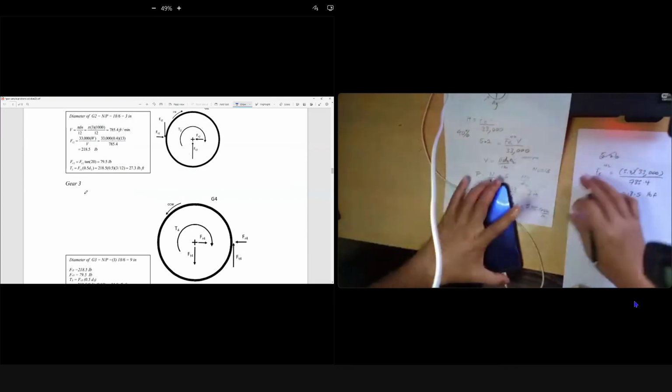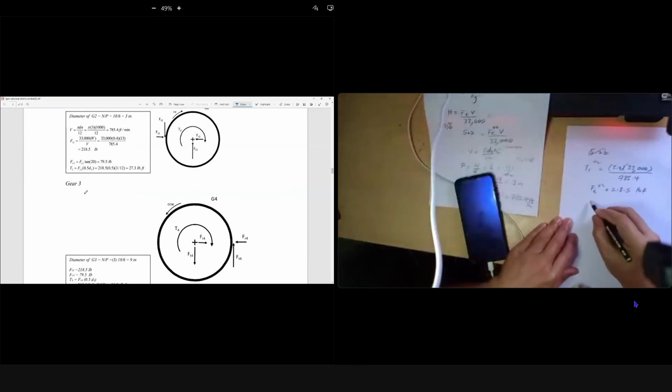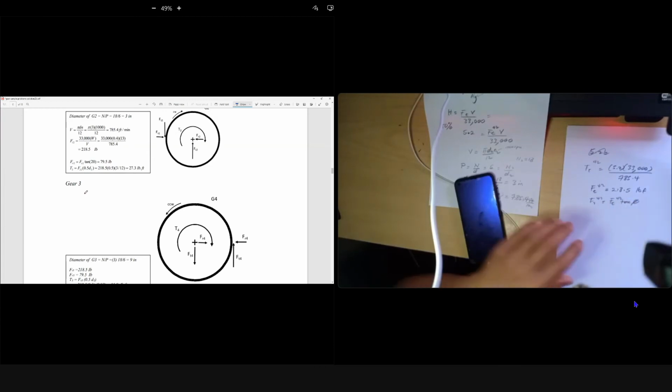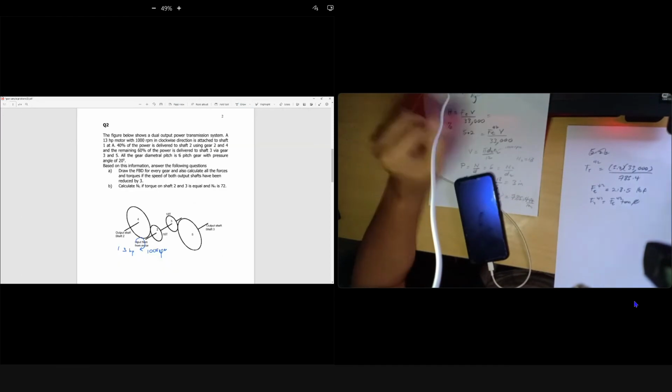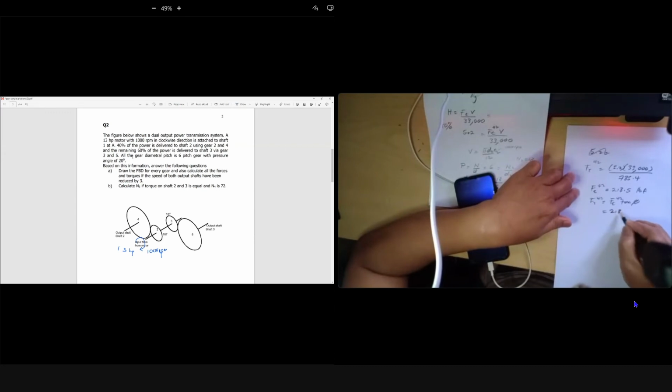Yes, right. When you know F tangent, then you can work out F radius for 2, which is F tangent 2 times tangent phi, and phi is given. Phi is 20 degrees. So 218.5 times tangent 20 degrees.